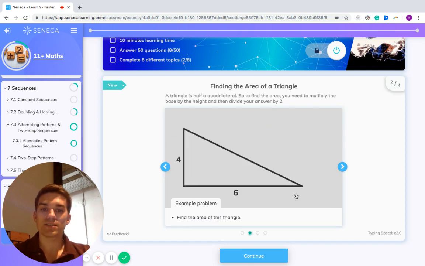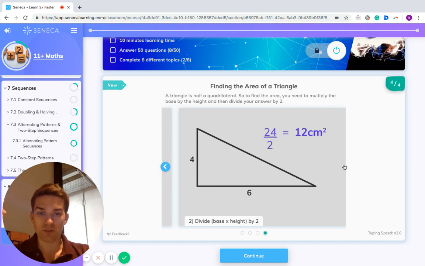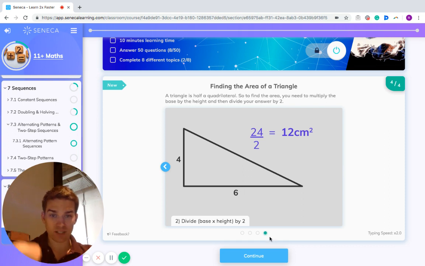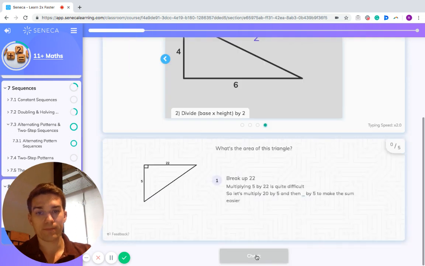We've got a base of 6 here and a height of 4. If we want to find out the area, we do base times height, 6 times 4, or 4 times 6, same thing, to give you 24. And then we halve it to tell you that the area of that triangle is 12. Now, the units in this are centimeters, so we use centimeters squared as the area.